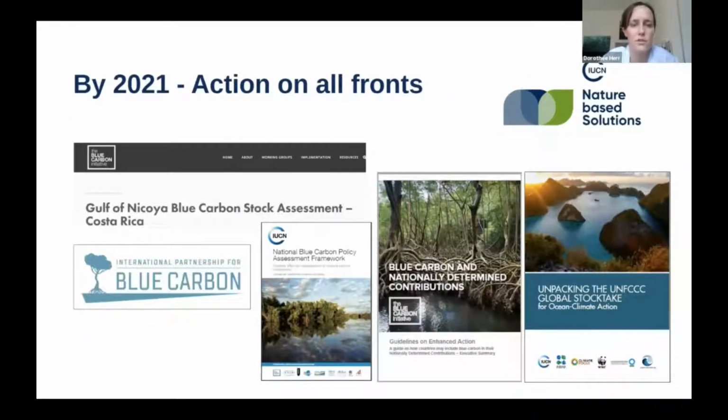There is indeed action on all fronts. We've heard quite a bit already what happened on the community project level, as well as from a scientific point of view, the Blue Forest Project, but also many other initiatives over the course of the last 10 years, invested in various scientific assessment. There were new partnerships that were formed, like the International Partnership for Blue Carbon that was or is driven by the government of Australia.